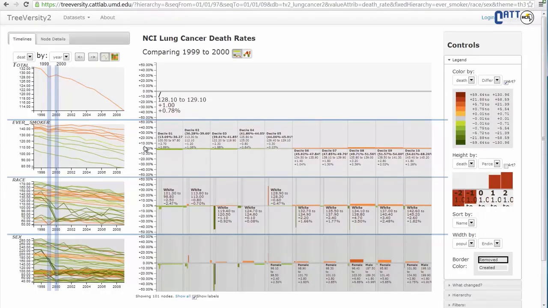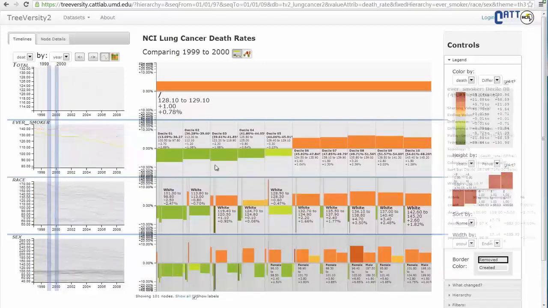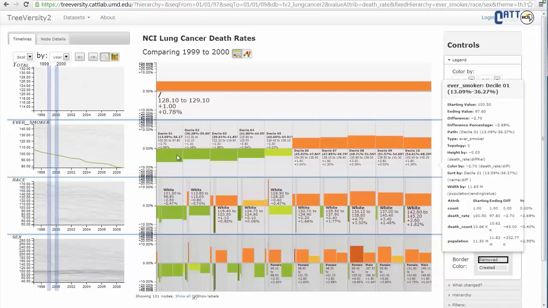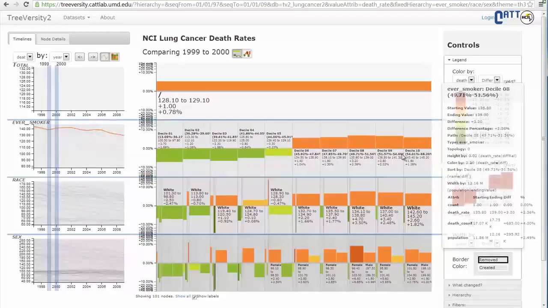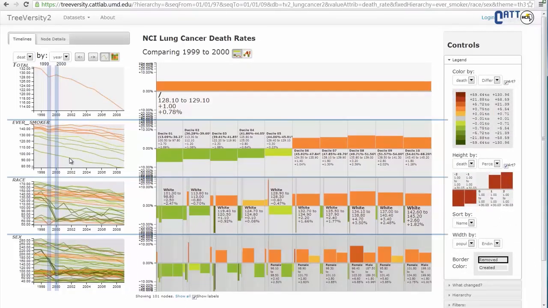So to emphasize a little bit more the changes, let's add a fourth square scale for the height, so we can emphasize the smaller changes. By doing that, we will see the 10 deciles in which the counties are grouped. Basically, the idea is that we can follow each one of them and see the different timelines by hovering over the timelines.